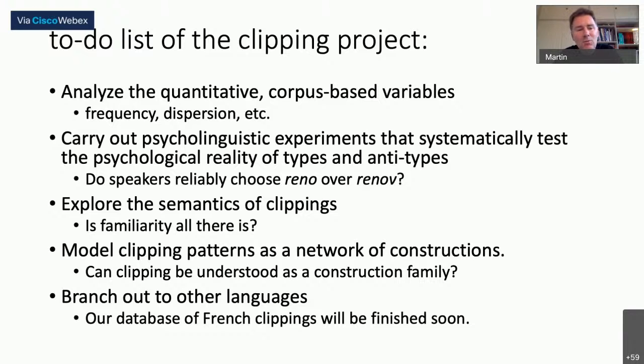And we want to explore the semantics of clippings. So is familiarity really all there is, or is there something more to say about the semantics of clippings? And ultimately, I would also like to model clipping patterns as a network of constructions. So we'll approach this topic from a constructional perspective, and we'll try to understand clippings as a construction family, different generalizations that you see there.